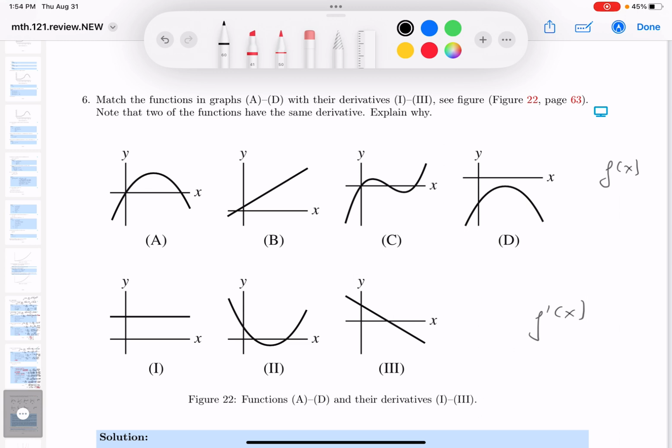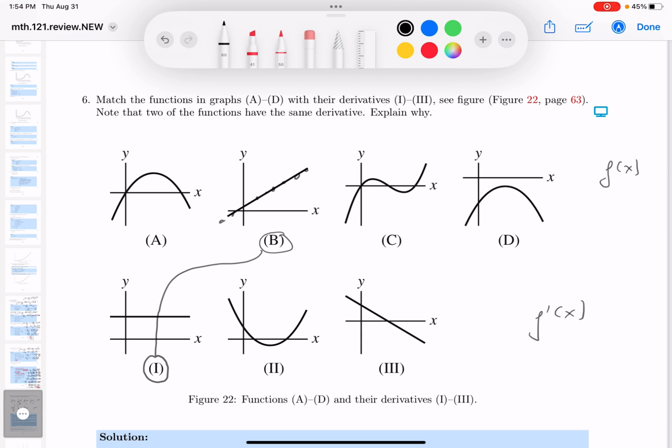Now my claim over here is I'd like to look at the simplest function here, and that's letter B. What I know about letter B is that no matter where I go along this thing, it always has the same slope, and the slope is a positive number. So I'm going to say B is going to match to a graph that's always the same positive number, over here. So B matches to I. All right, I got that part covered.